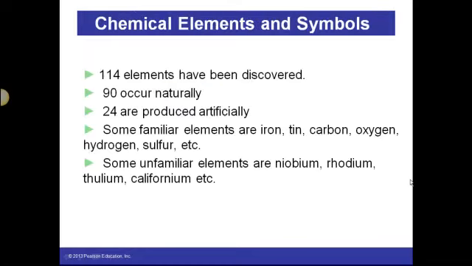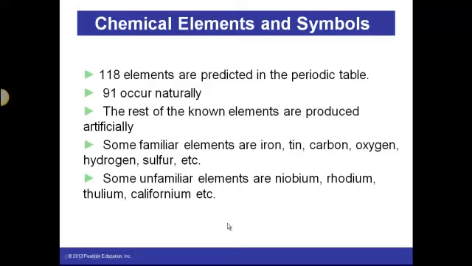So last time we talked, we said that there's 114 elements that have been discovered. 90 of these occur naturally, and 24 are produced artificially. So we've already seen our periodic table, and we know that there are 118 elements that are predicted by the periodic table. 91 of these occur naturally. The rest of the known elements are produced artificially, and there's still a few elements that have not been discovered yet. So there will be some familiar elements that you'll have heard of before, like iron and tin and carbon and oxygen. And then there'll be some unfamiliar elements that you'll learn about in the class. Some of these are niobium, rhodium, thulium, and californium.